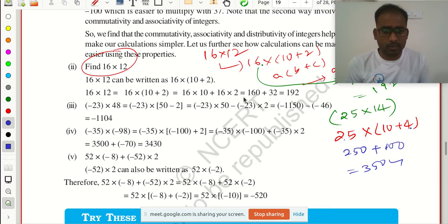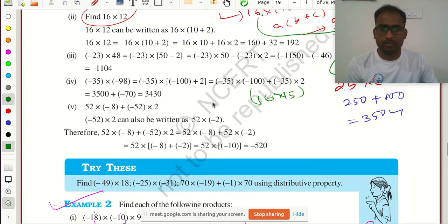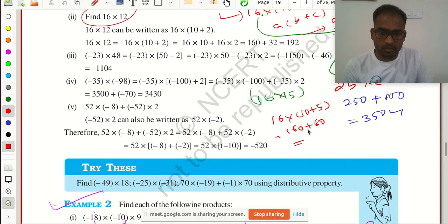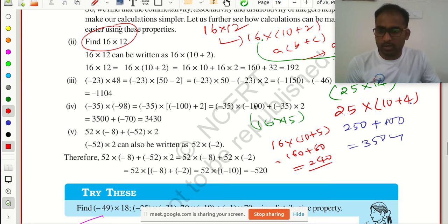Now I will ask this question for Ritika only. Ritika, 16 multiplied with 15. How can you write this one? Quick. 16 multiplied with 10 plus 5. So 160 plus 80. Is it right? 240.